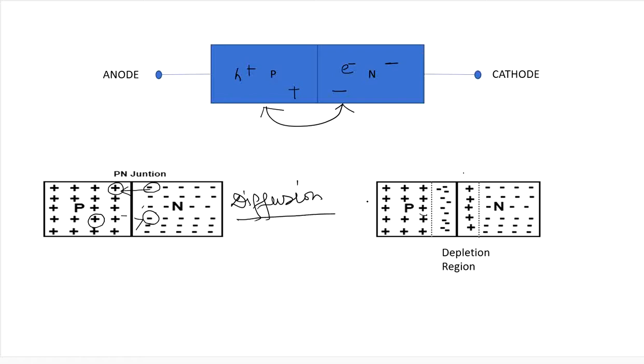Because of this diffusion, a layer of positive charges will be created near the n-type semiconductor and a layer of negative charges will be created near the p-type semiconductor. Because of this layer, which is called the potential barrier, further diffusion will not be allowed. This region is called the depletion region. This depletion region doesn't allow the positive charges of the p-type semiconductor as well as negative charges of the n-type semiconductor to diffuse with each other.